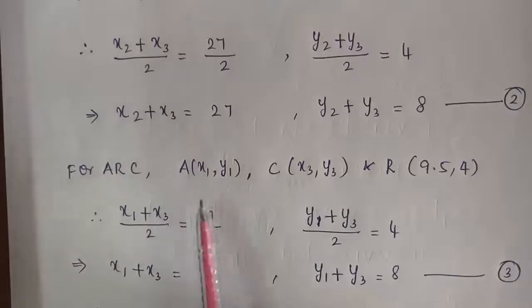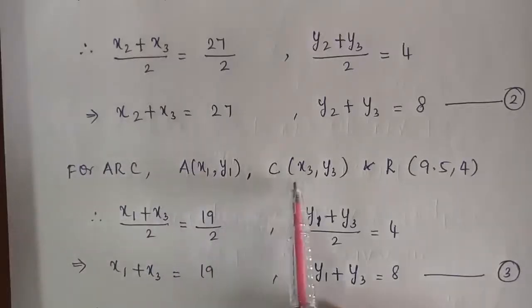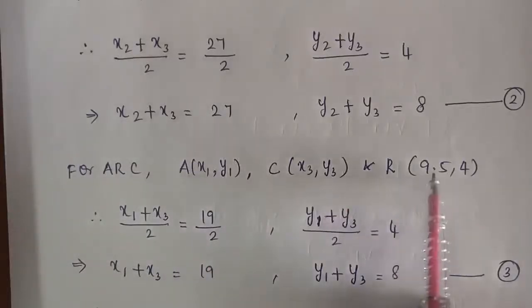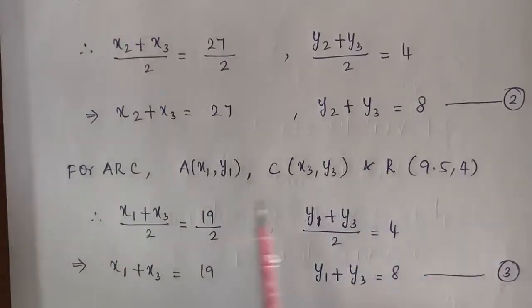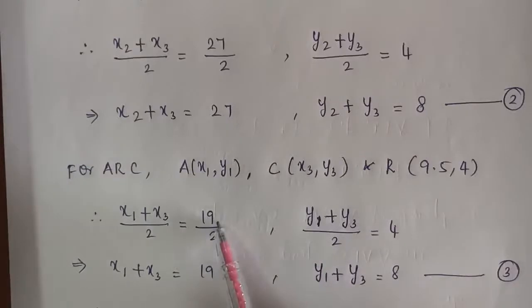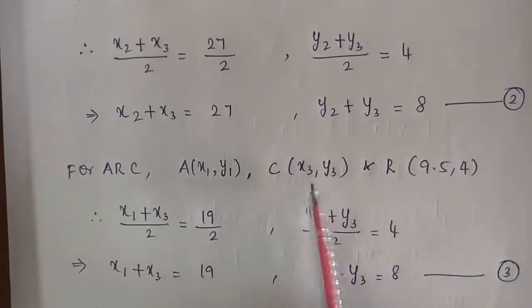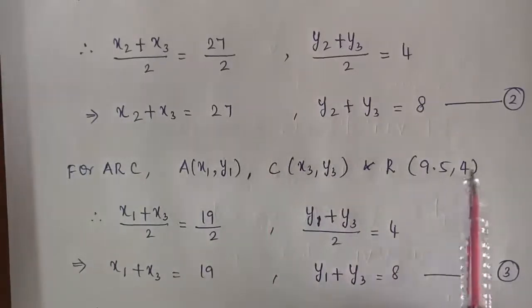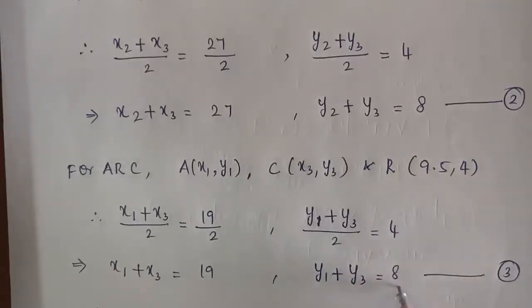For ARC, A is (x1, y1), C is (x3, y3) and R is (9.5, 4). So (x1 plus x3) by 2 is equal to 9.5, which is nothing but 19 by 2. So 2 gets cancelled, x1 plus x3 is equal to 19. Similarly, (y1 plus y3) by 2 is equal to 4, so y1 plus y3 is equal to 8. This is your equation number 3.